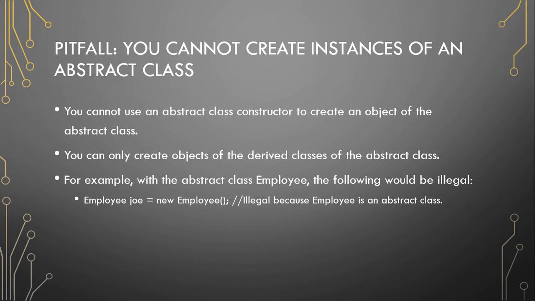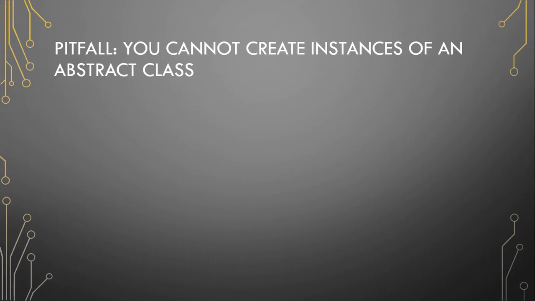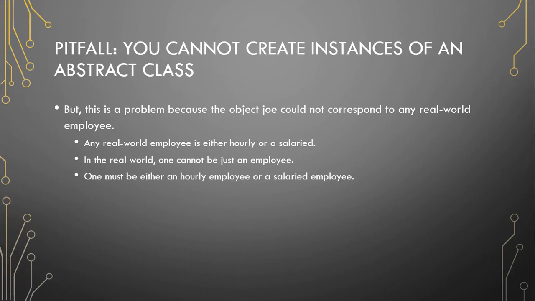So for example, with the abstract class Employee, the following would be illegal: Employee joe = new Employee. It's illegal because Employee is an abstract class. But this is a problem because the object joe could not correspond to any real-world employee. Any real employee is either hourly or salaried. In the real world, it cannot be just an employee. One must either be an hourly employee or a salaried employee. Still, it's useful to discuss employees in general.